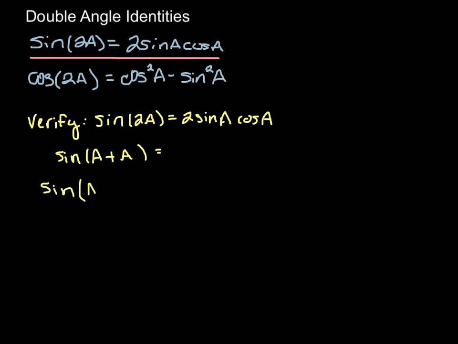sine of A times cosine of A plus cosine of A sine of A. That's just for clarification. Let's call this angle alpha, this angle beta. This here is sine of alpha, cosine of beta, cosine alpha, sine of beta. They just happen to repeat every time.